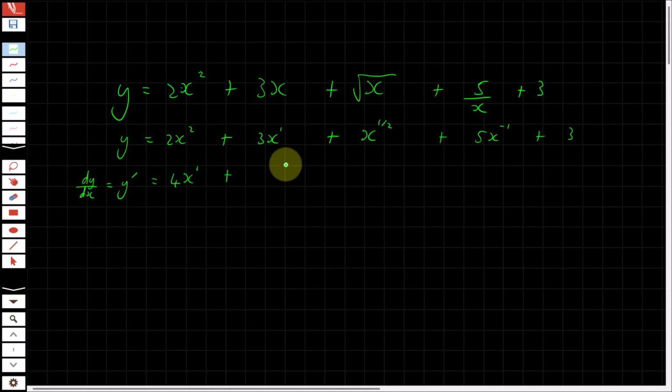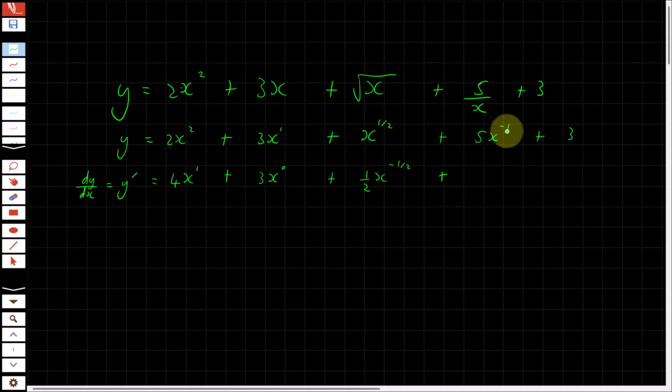The second term here, there is a 1 there. We don't write it there normally. So 1 times 3 is 3. Keep the term, reduce the power by 1, we get 0. So x to the power 0 is simply 1. So that will vanish. The next term here, times the power out the front.